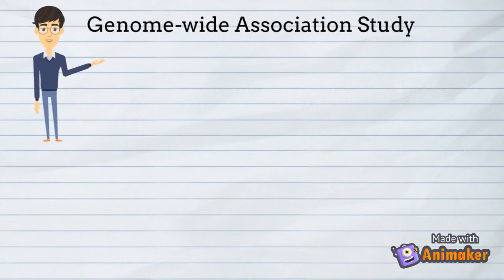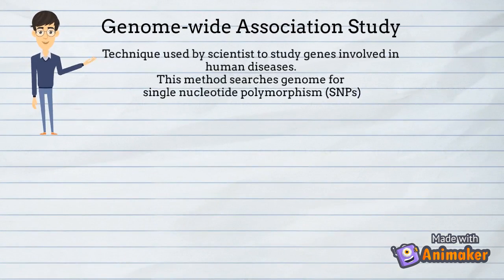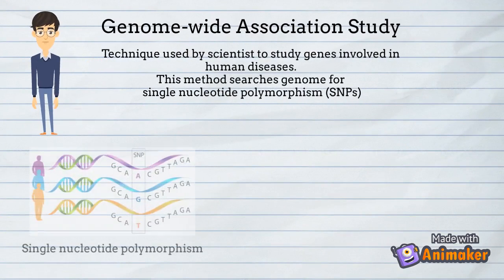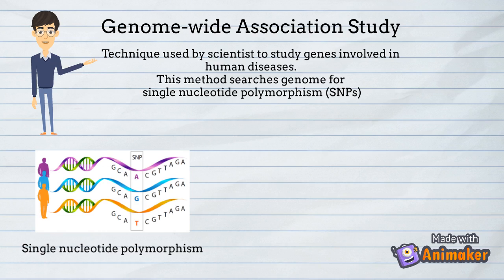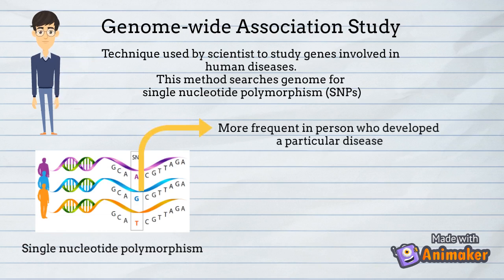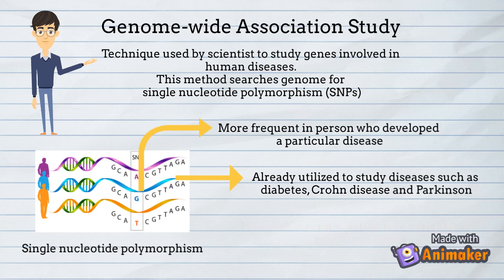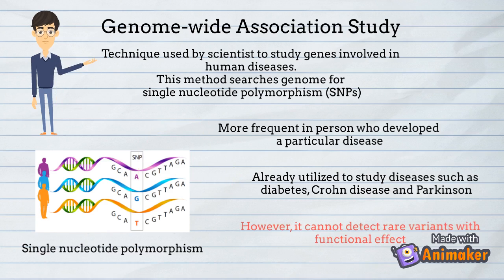There is a study called genome-wide association study, which is used by scientists to study genes involved in human diseases. This method searches genome for single nucleotide polymorphisms, or SNPs for short. SNPs usually are considerably abundant in people with diseases. SNPs are already being utilized to study certain chronic diseases such as diabetes and Crohn's disease. However, this technique cannot detect variants with functional effects.